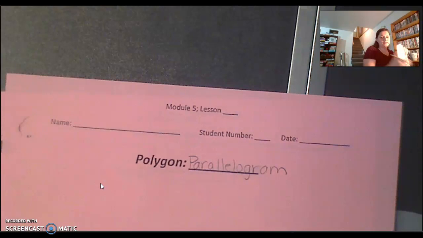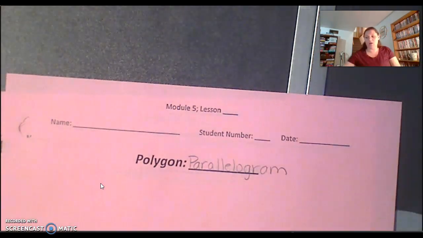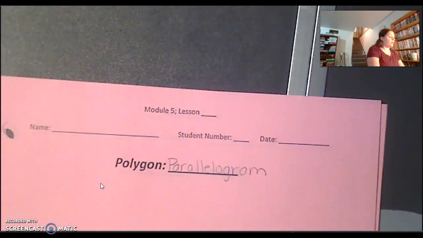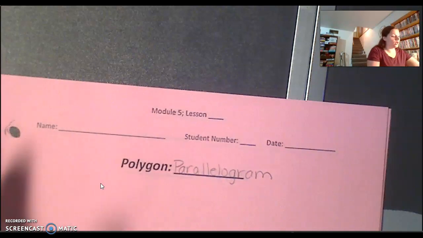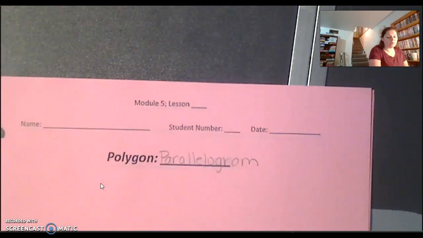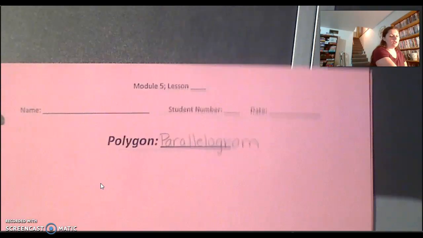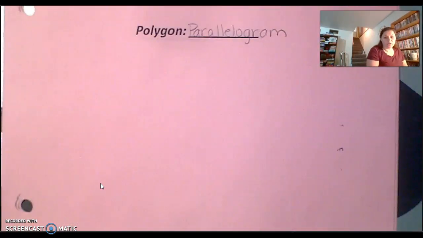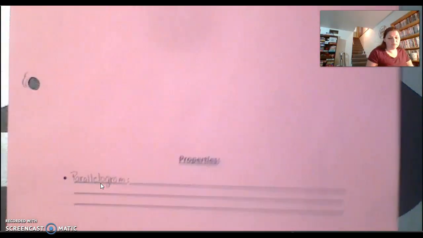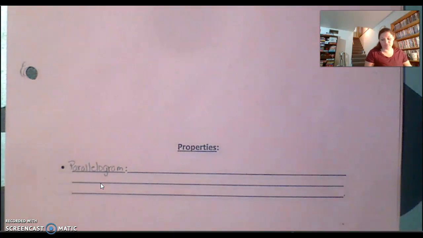And here is our sheet. So our shape is a parallelogram, which is also a quadrilateral. And it's important you remember that the word quadrilateral means a shape with 4 sides. So at the top we have parallelogram. At the bottom, before we can draw the shape, we have to define it so we know what we're making.